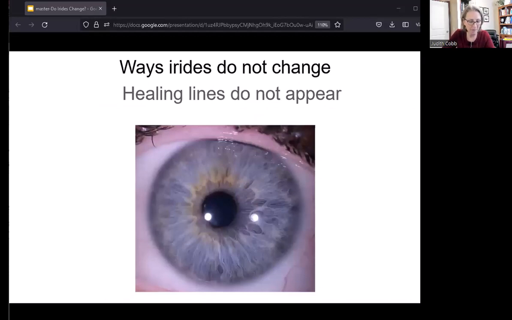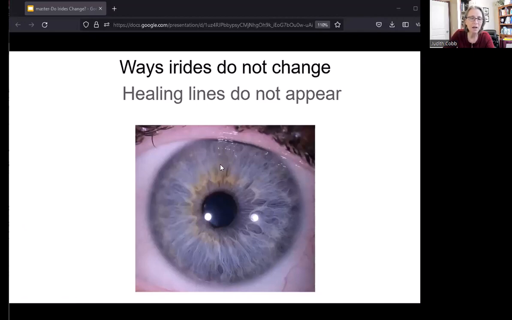Something that does not happen, and this is something that I had been taught would happen, and it was one of my frustration points. I was taught that when we saw a lacuna and it had these lines in it, that these were healing lines, that it meant that this person had effected healing. We now know that is not true.